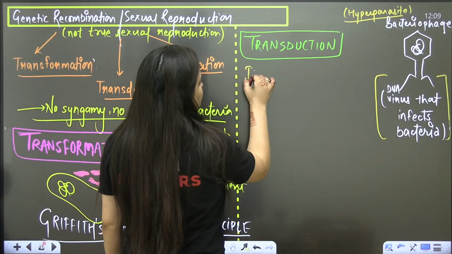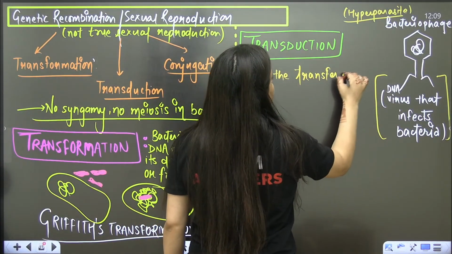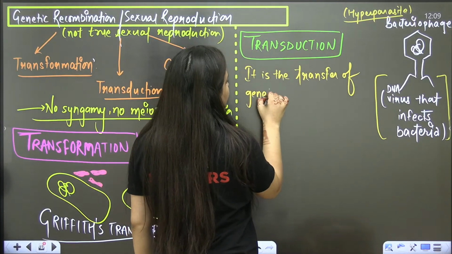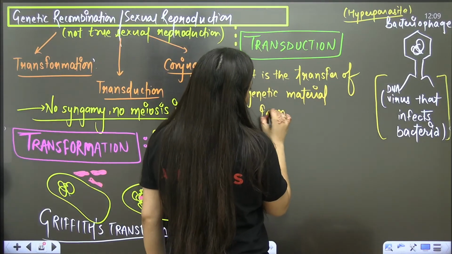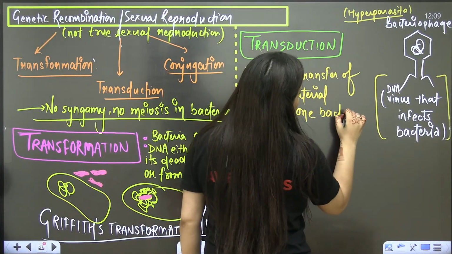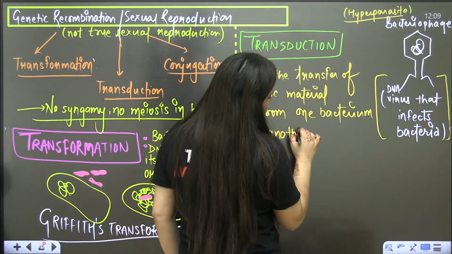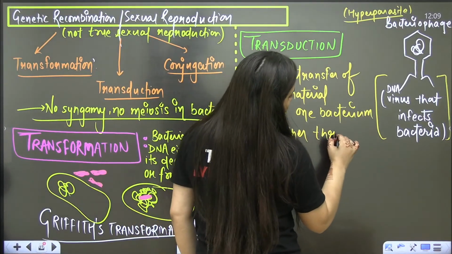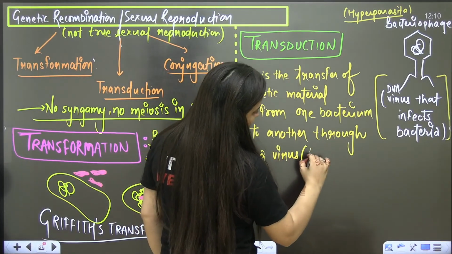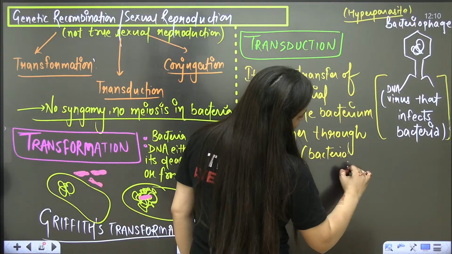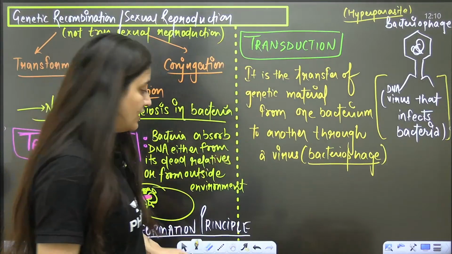What is transduction? It is the transfer of genetic material from one bacterium, singular of course, to another through a virus. That virus is bacteriophage. So when you use a virus to transfer the DNA from one bacterium to another, you use the word transduction.